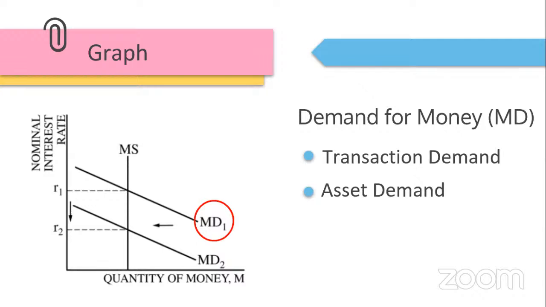We see the interest rate on top, and on the bottom, we see the quantity of money. Let's start with the demand for money, as the red circle shows. There are two reasons why people demand money. First is transaction demand, and second is asset demand. Transaction demand is when someone demands money to purchase something. Asset demand is when someone prefers having M1 money that has high liquidity.